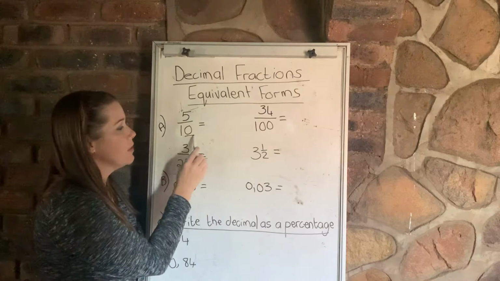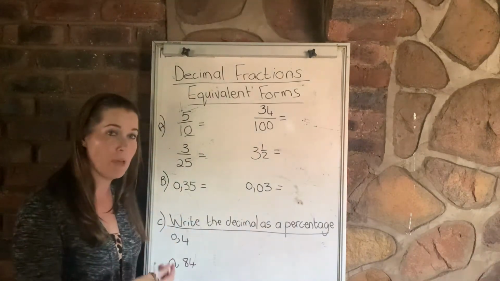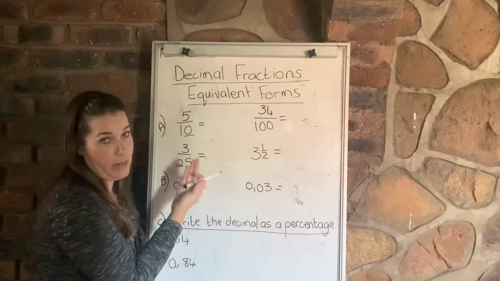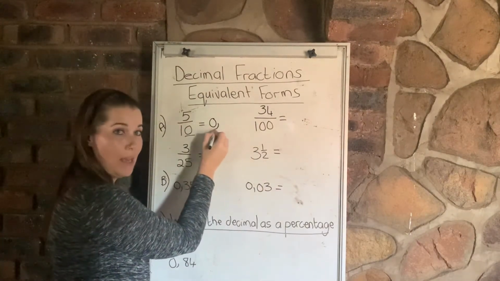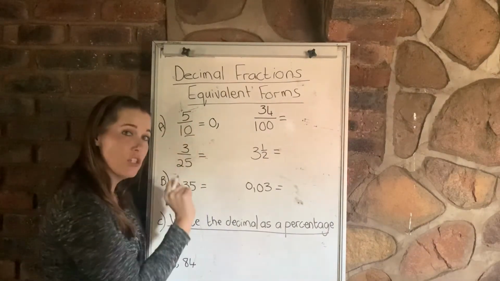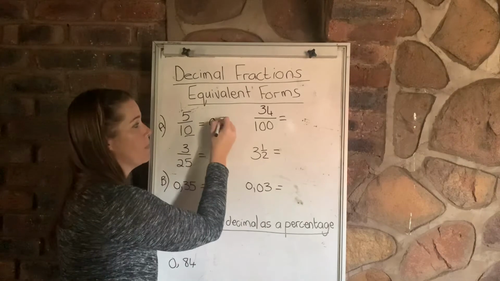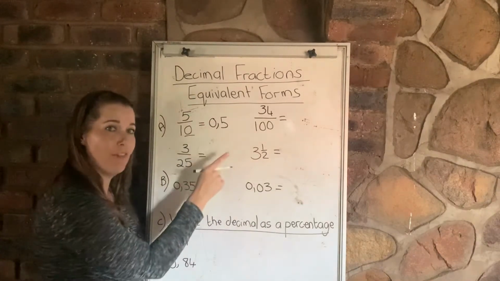There is 1 zero, so you must only have one digit after your comma. Because it's less than 1, because it's a fraction, you will put 0, comma, and because there's only 1 zero, you only need one digit after your comma. So 5/10 is the same as 0,5.